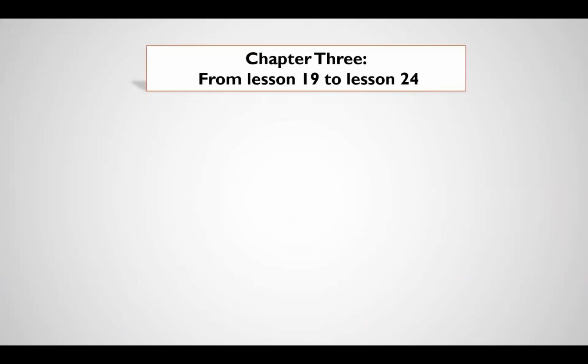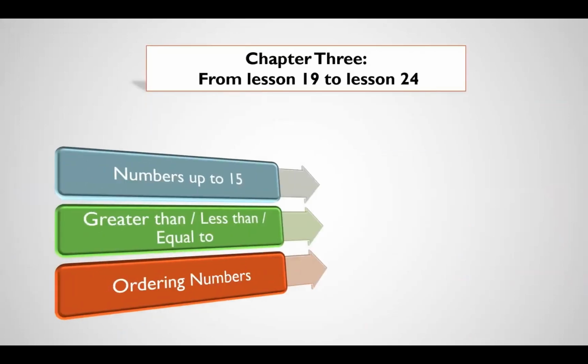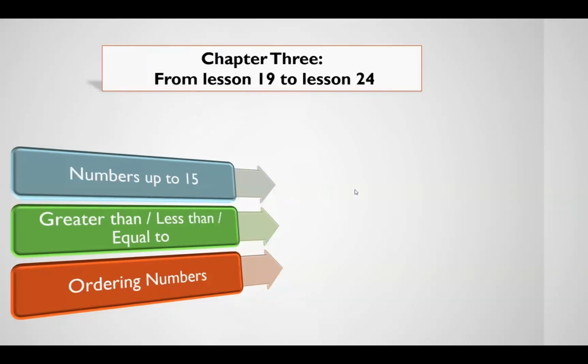Okay, on unit 3 or chapter 3, we have some important lessons which are very important to remember together. The first part is talking about the numbers up to 15. We are going to remember together 3 signs which are called greater than, less than, and equal to, and we will remember how we can arrange the numbers. Let's start with the numbers.